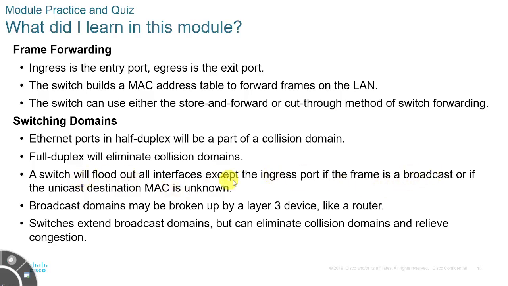Or we do the same, we flood out all interfaces if we don't know the unicast destination MAC address. So if the switch doesn't know the destination MAC address, it will flood out this frame through all the interfaces except the ingress port.